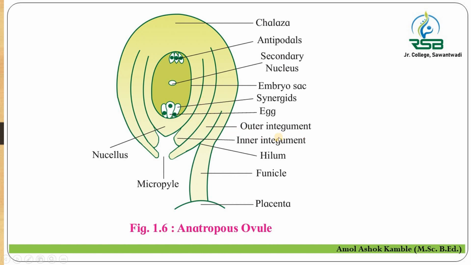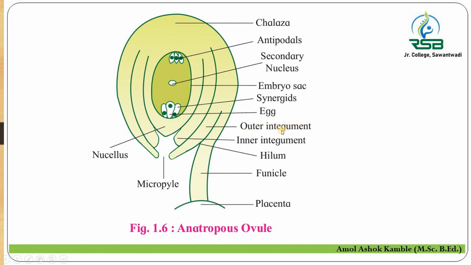Then what is the importance of integument? The integuments give protection to the embryo sac. embryo sac ला प्रोटेक्शन देण्याचं काम हे इंटेग्युमेंट करत असतात. Again, the integuments, after the process of fertilization, convert into the seed coat. हा अतिशय महत्वाचा भाग आहे.